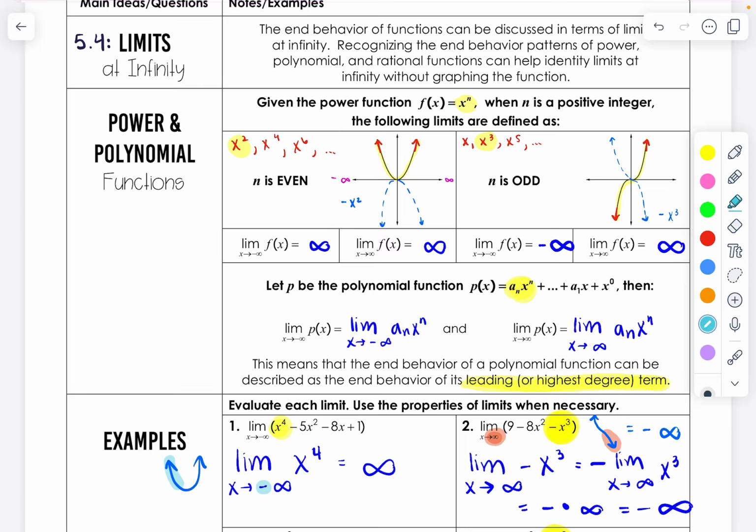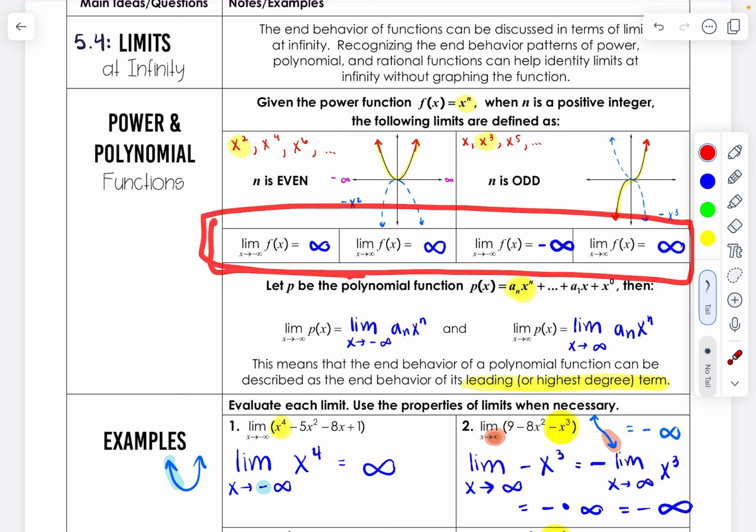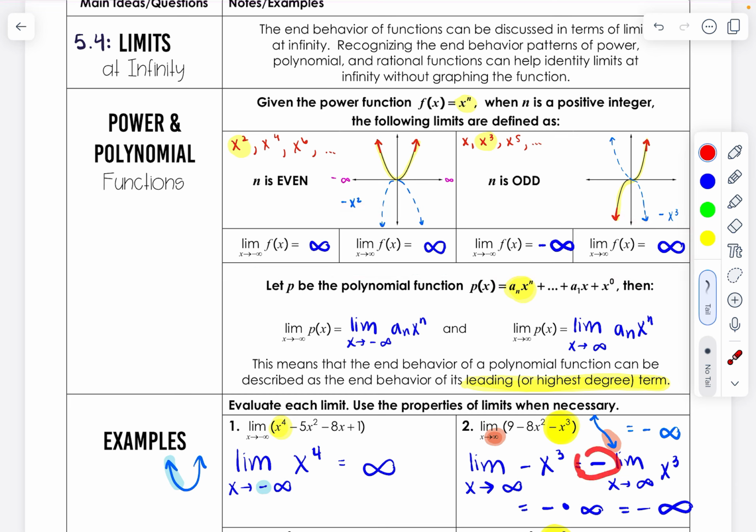For this one, our leading term is negative x cubed. That's what we're looking at. So you kind of have two options. You can pull out the negative and then go back to this, right? Some people will just memorize these four and not think about what a negative does, just pull out the negative, say, okay, this is odd, it's positive infinity, so I'm in this situation, and then multiply by the negative to get the negative infinity.